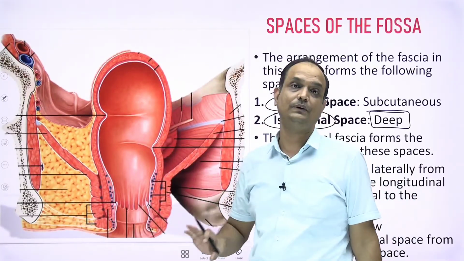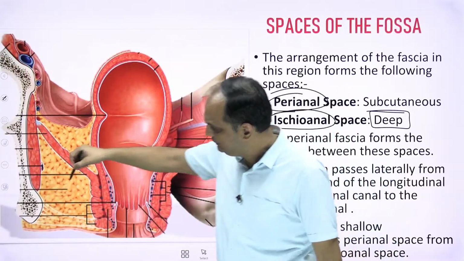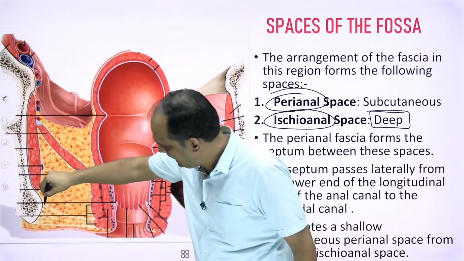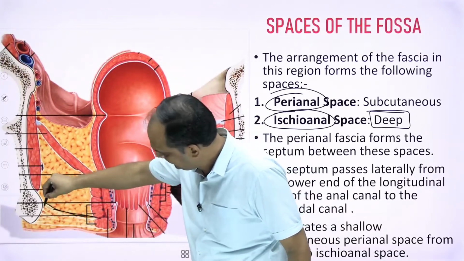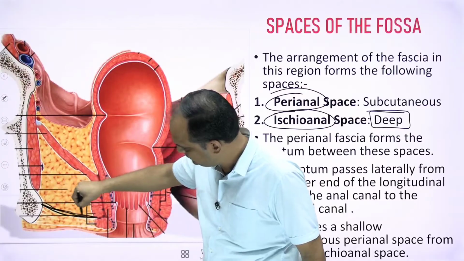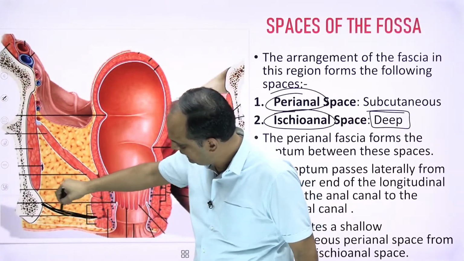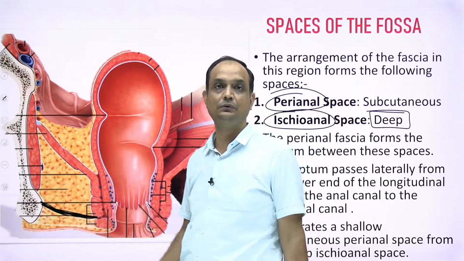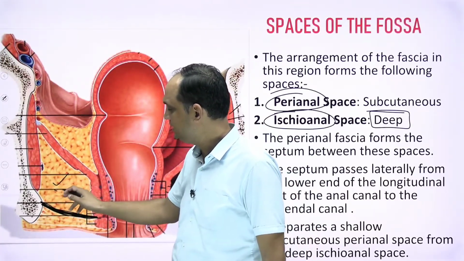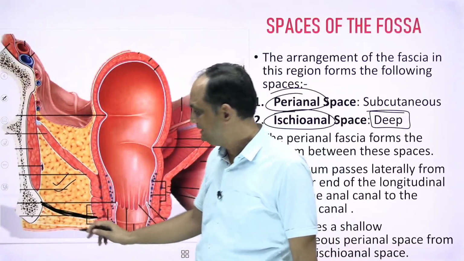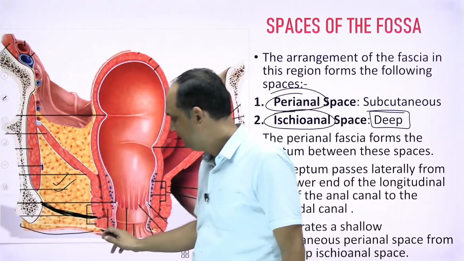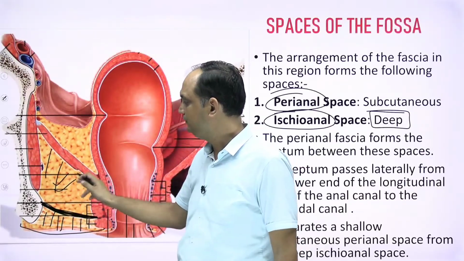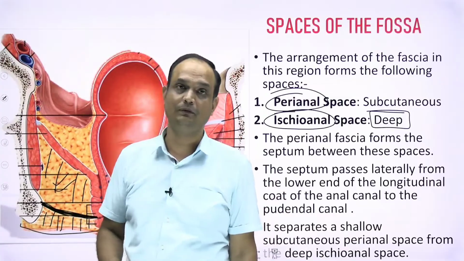Now, again you first have to understand this image: when you are talking about the division of the ischioanal fossa, you have a horizontally placed fascia. This horizontally placed fascia is known as the perianal fascia, and it divides the ischioanal fossa into two parts. The upper fossa is known as the ischioanal fossa, and the lower fossa up to the skin is known as the perianal fossa. So, the perianal fossa is small, while the ischioanal fossa, or fossa proper, is a big fossa.